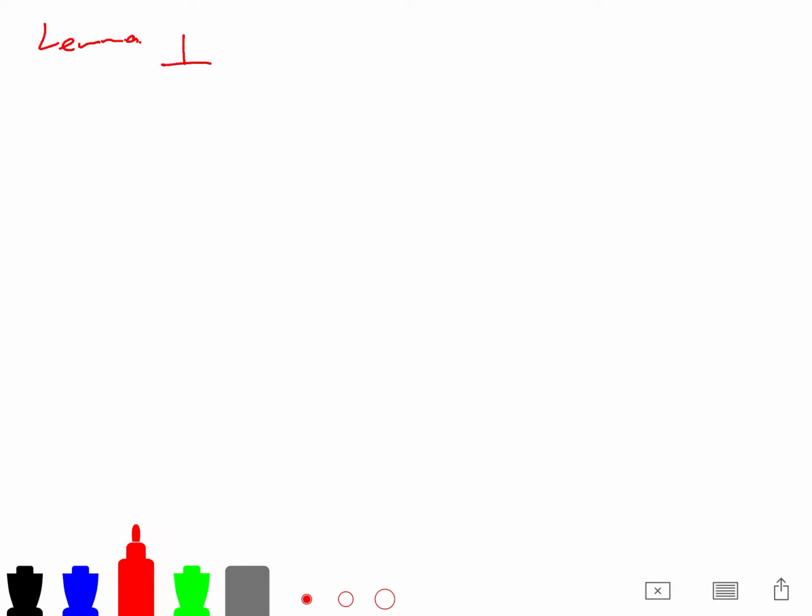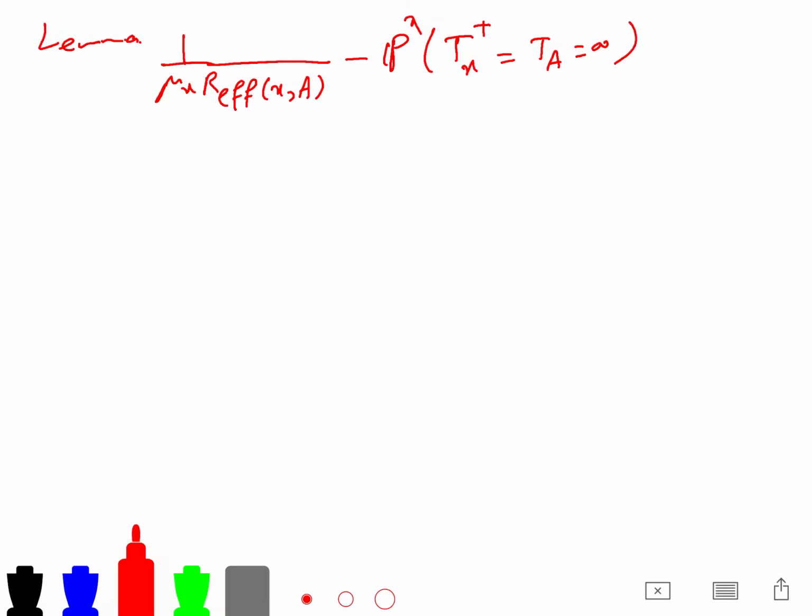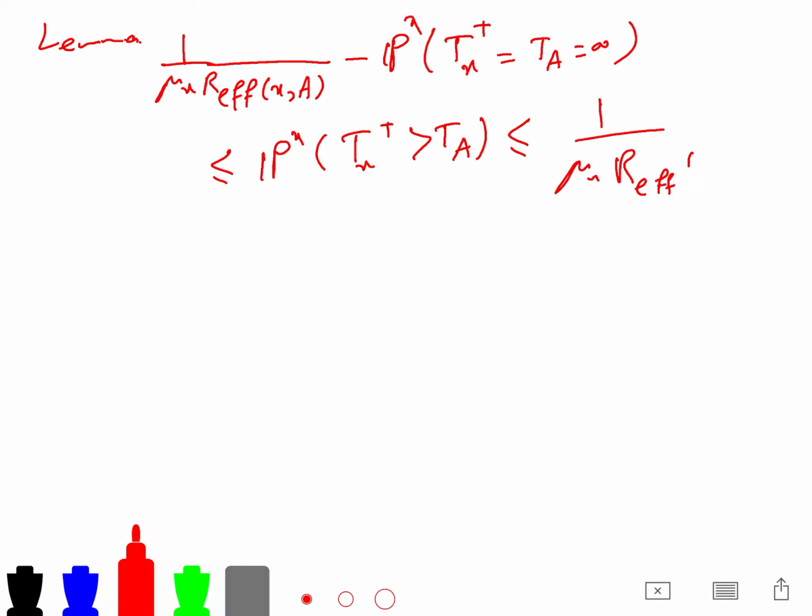The lemma says that for the effective resistance between x and A, the inverse of that minus the probability that the return time to x is greater than T_A is less than or equal to the probability that the return time to x is greater than T_A, which is bounded by mu(x) times the effective resistance.